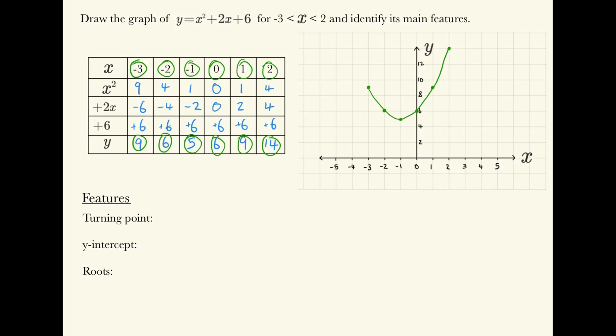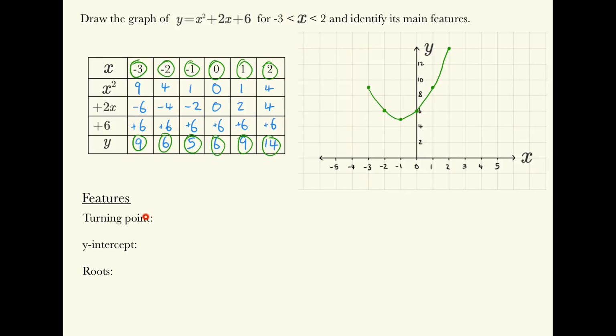Now, could you predict where our next coordinate would be over here? Where would you think it would be? Perhaps it would be 14 and -4. You'd be the decider of that, but we don't need that because we've now drawn our function. We've graphed it between values of -3 and 2. So we now need to turn to our features. Our first feature is our turning point.